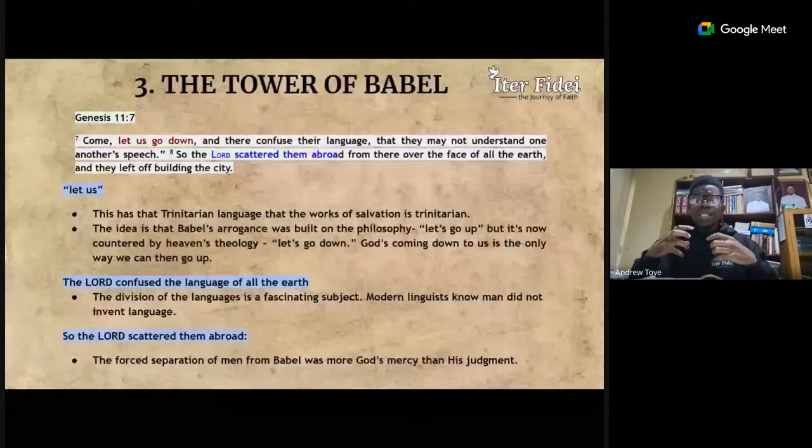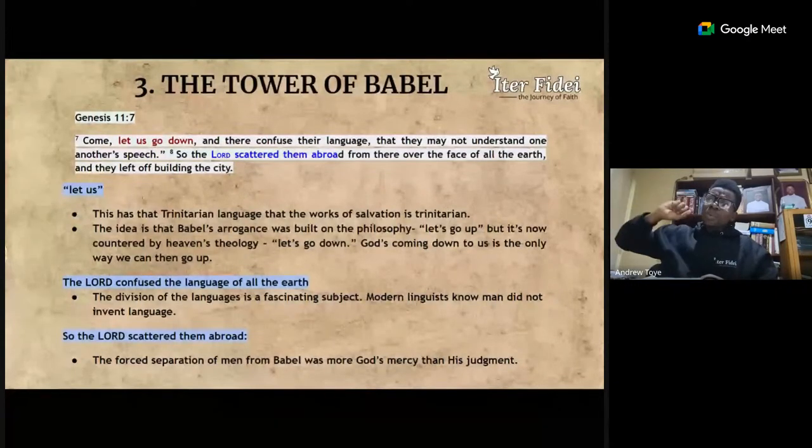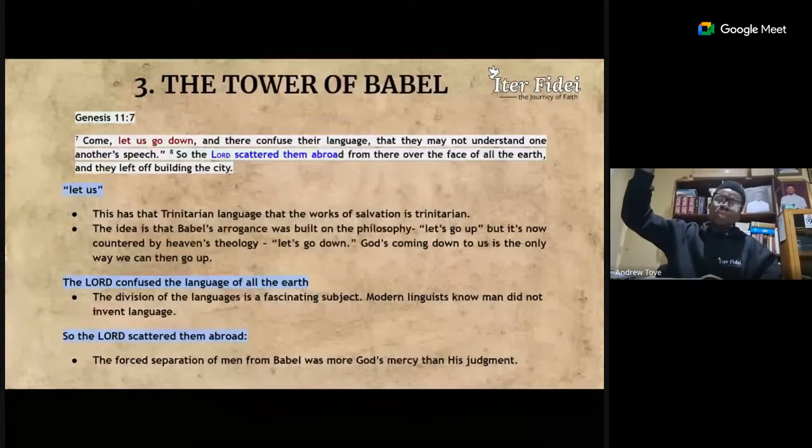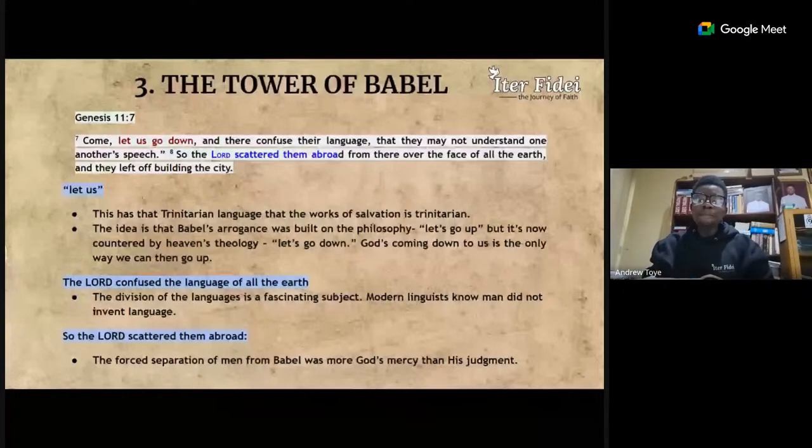So here, the idea is that Babel's arrogance, let us go up. They were building a tower to go up and match God and show God that we can reach up the skies on our own. So this arrogance is now countered by heaven's response of let us come down. God is now dialoguing with himself again. Let us come down and save these people from self-destruction.